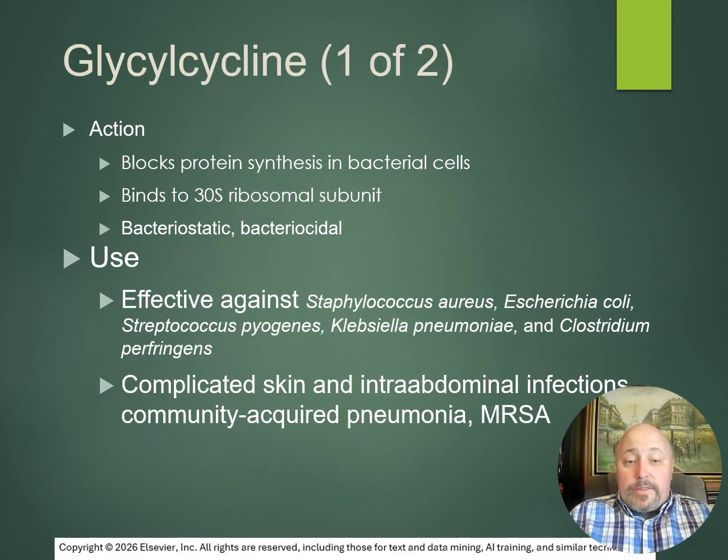Glycocycline. This blocks protein synthesis in bacterial cells and is considered both bacteriostatic and bactericidal. It's effective against pathogens such as Staphylococcus, Clostridium, and Streptococcus. It also treats complicated skin and intra-abdominal infections, such as community-acquired pneumonia or MRSA.